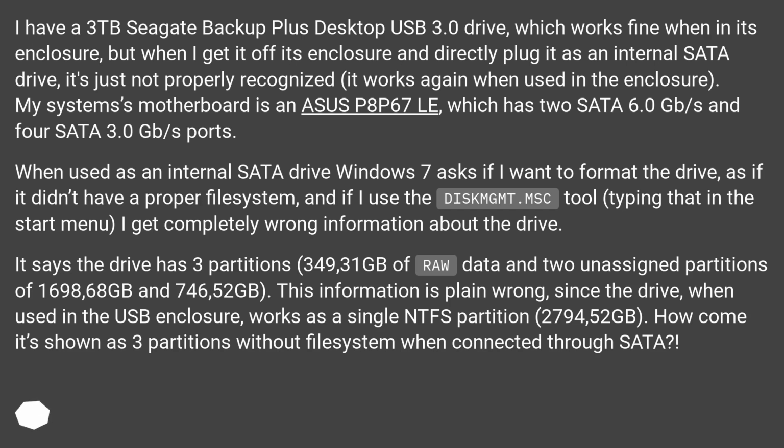It says the drive has three partitions, 349,31 GB of raw data and two unassigned partitions of 1698,68 GB and 746,52 GB. This information is plain wrong, since the drive, when used in the USB enclosure, works as a single NTFS partition, 2794,52 GB. How come it's shown as three partitions without file system when connected through SATA?